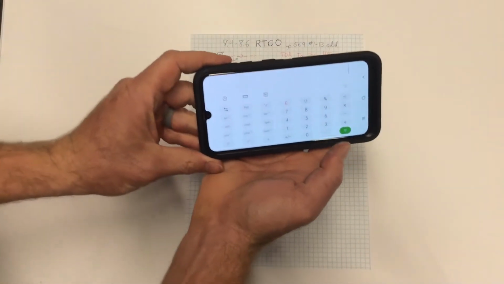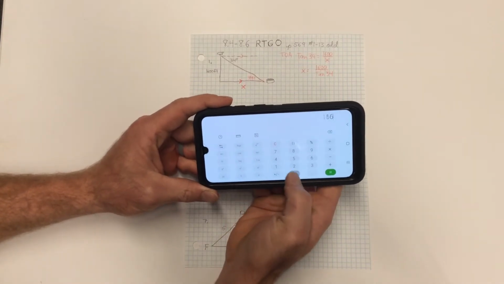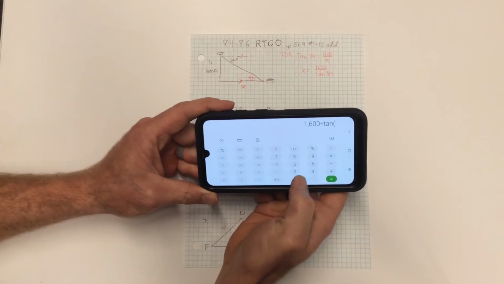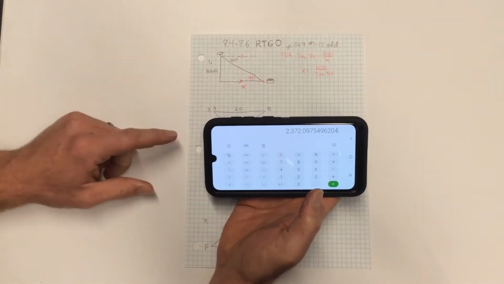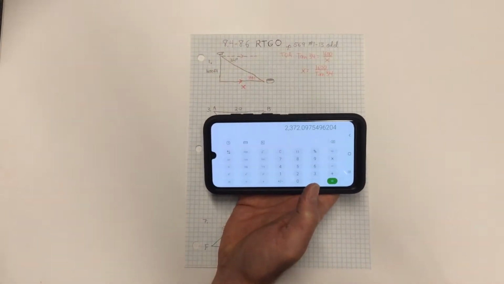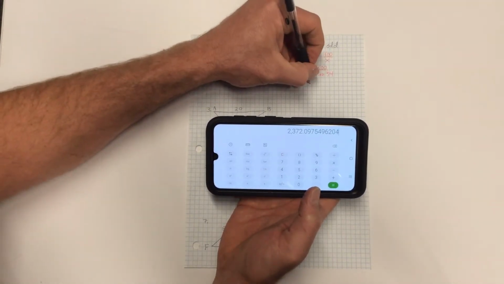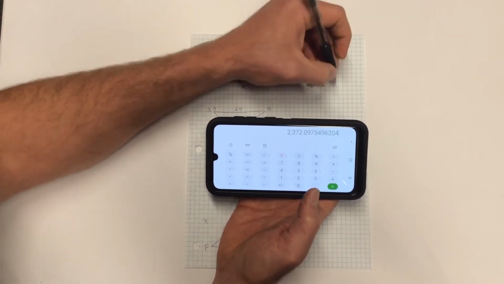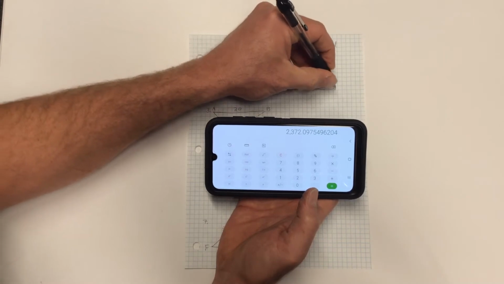So we'll go ahead and pull this out. And we'll say 1,600 divided by tangent of 34. I can do this all in one step. Equals, and it says we're going to round to the nearest foot. And I can see that's feet, so our units are all clear. So our answer is 2,372, right, 0 keeps it rounded to 72 feet. And that is our solution.